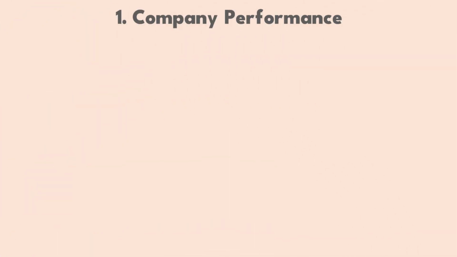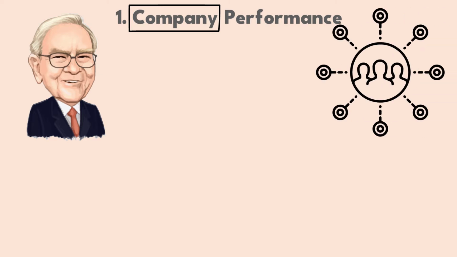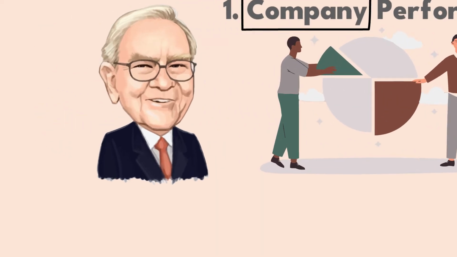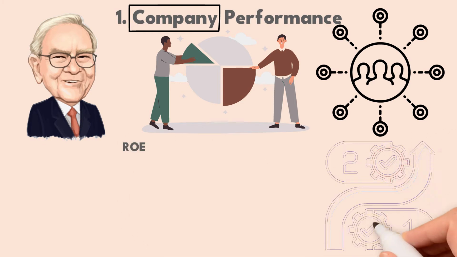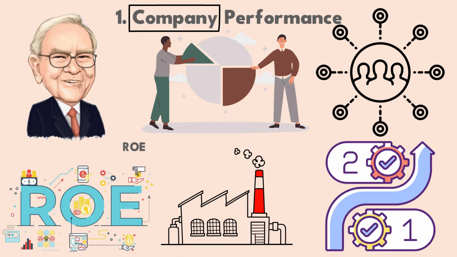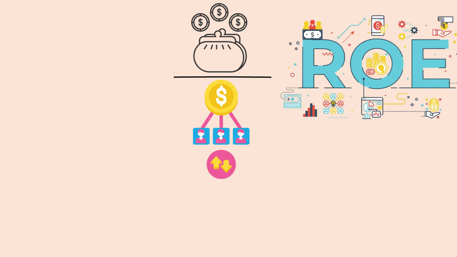Company performance. To determine companies' performance, Buffett looks at return on equity. This is also referred to as the stockholders' return on investment. It's the rate at which shareholders earn income on their shares. Buffett always looks at ROE to see whether a company has consistently performed well compared to other companies in the same industry. ROE is calculated as net income divided by shareholders' equity.